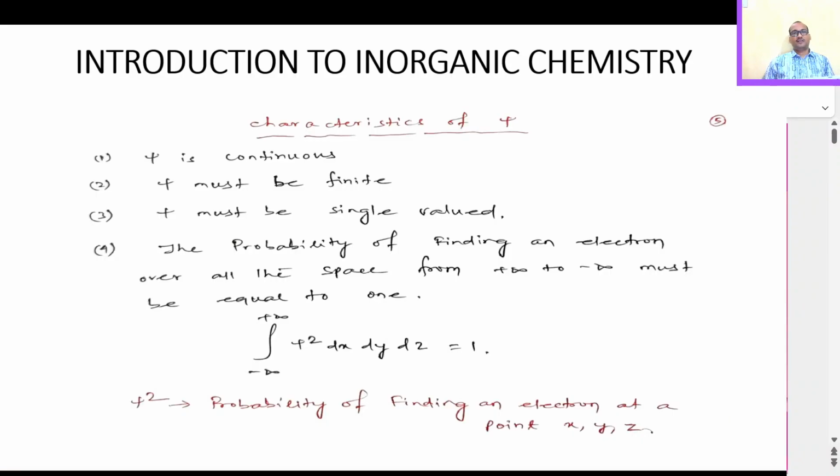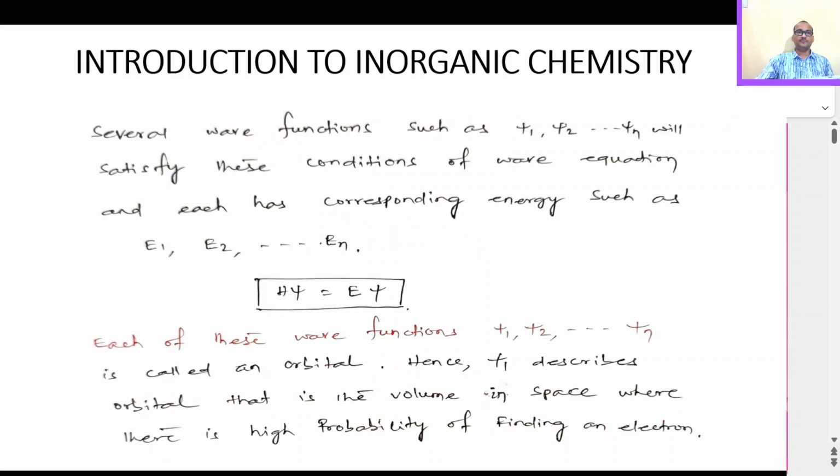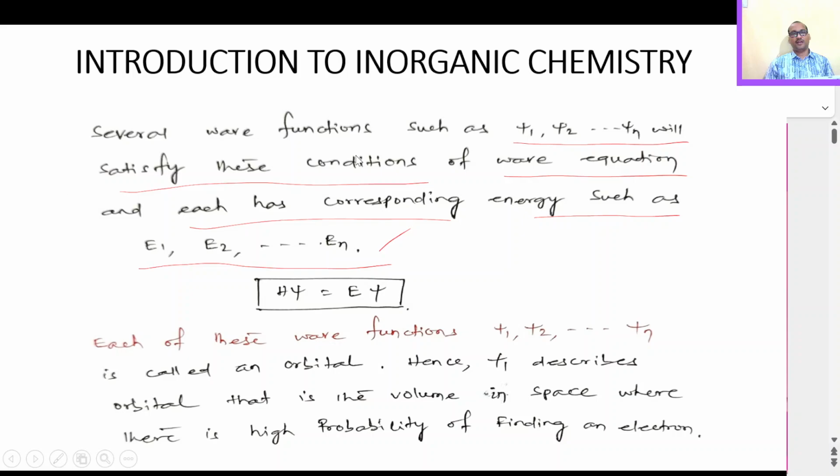So let's discuss the characteristics of psi. The psi must be continuous, it must be finite, and it must be single valued. And the integration from minus infinity to plus infinity of psi square dx dy dz equals 1. So psi square is the probability of finding an electron at a point x, y, z. Several wave functions such as psi 1, psi 2 up to psi n will satisfy these conditions of the wave equation, and each has a corresponding energy such as E1 to En. These are called eigen energy values.